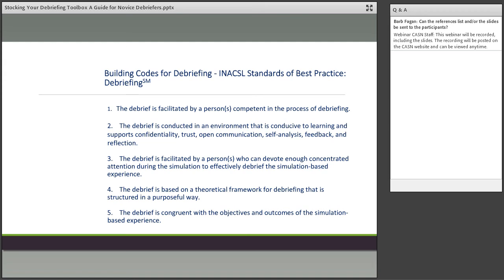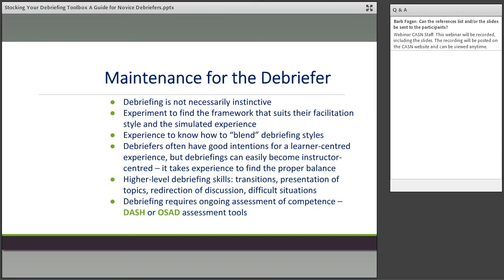And 5, the debrief is congruent with the objectives and outcomes of the simulation, but also taking into account that things may happen that also need to be addressed during the debriefing. And maintenance for the debriefer.